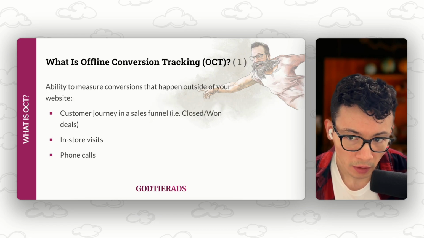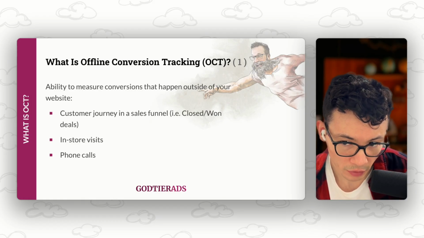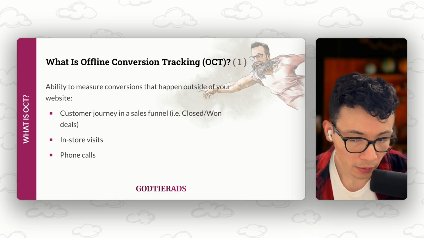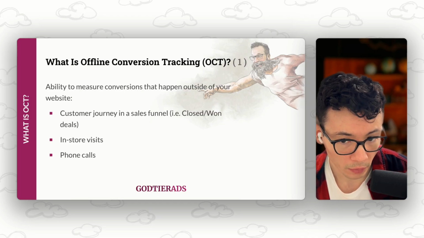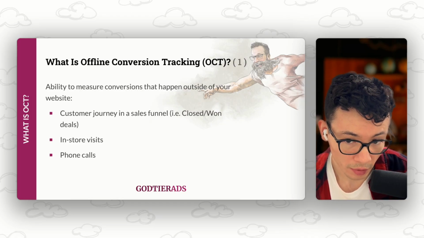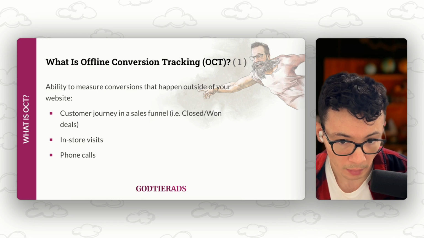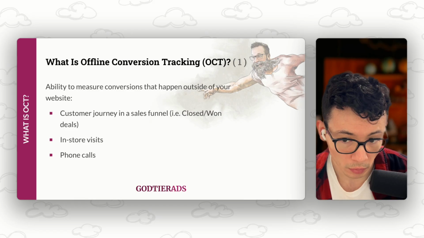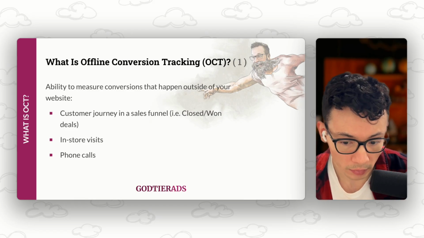Okay, so now let's go into what offline conversion tracking actually is. Now that we've covered Google Click IDs, and you should hopefully have a bit of an understanding as to what those are, offline conversion tracking is the ability to measure conversions that happen outside of your website. For example, the customer journey in a sales funnel that's lower down than just a lead form submission or an inquiry, i.e. when they become a closed/won deal, when someone comes to visit your physical locations, so in-store visits, and then finally phone calls as well.